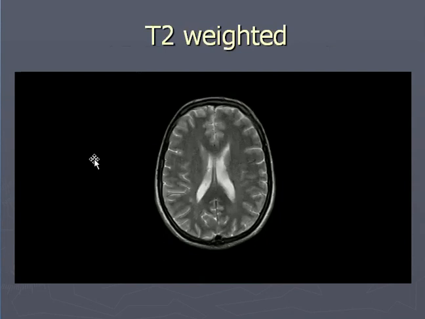T2 weighted image, reverse of the T1, hyperintense or bright CSF in the ventricles and the extraventricular CSF spaces. Gray-white matter distinction is also evident.